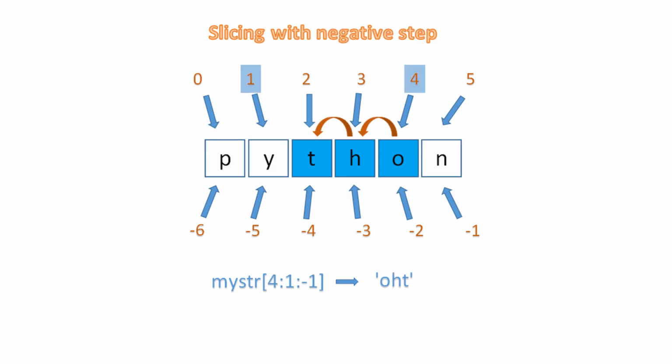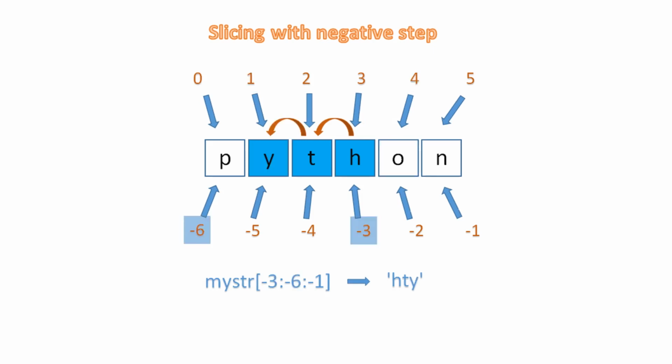We can use negative step to access elements in reverse order. In case of negative step, start index must be greater than end index. In this example, start index is 4, end index is 1, and step is -1. So the output is OHT, which is in reverse order.